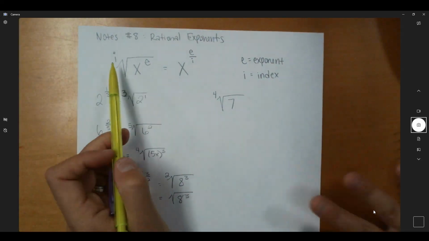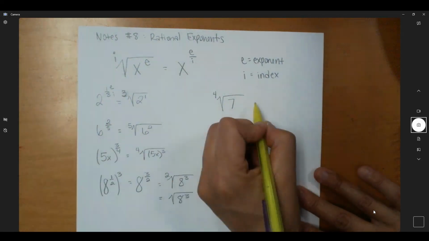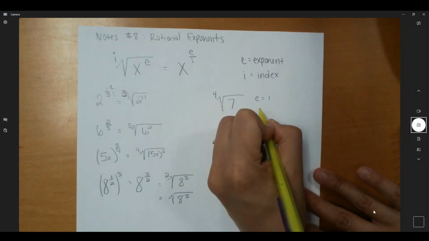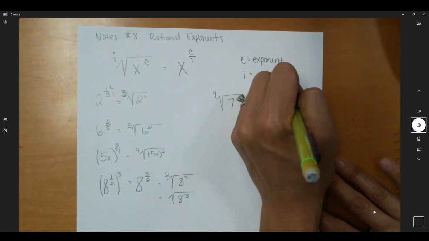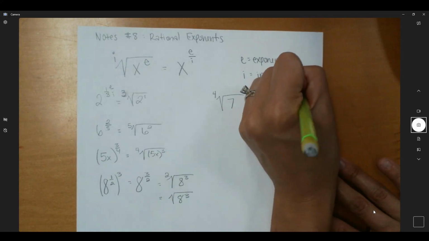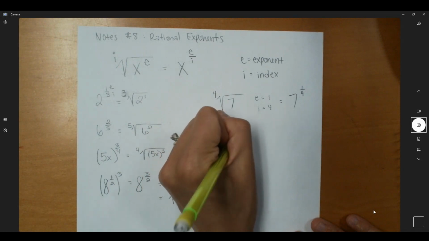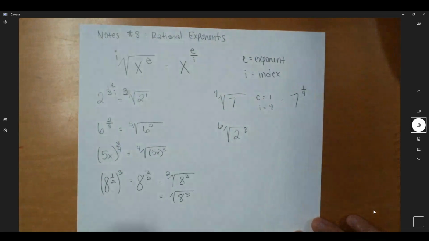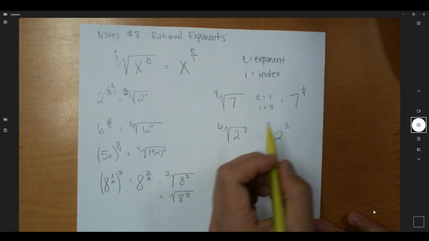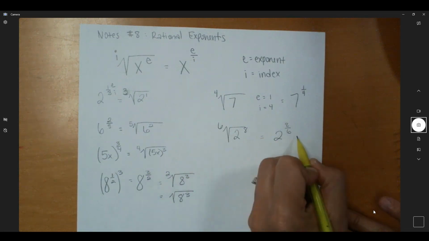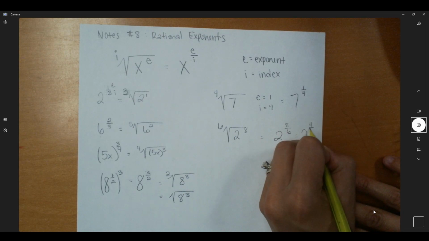Okay, so now let's go the other way. Now we have it in this form and we want it like this. You can see here there's an invisible 1 for our exponent. So you can write, if you want, E is 1, I is 4. You could have written that over here too, totally up to you. This is going to be 7 as our base, and then 1 over 4. So here your base is 2, and then your exponent is 8, and then over 6 we want to reduce that. So that's going to be 2 to the, not a mixed number, but just 4 over 3.